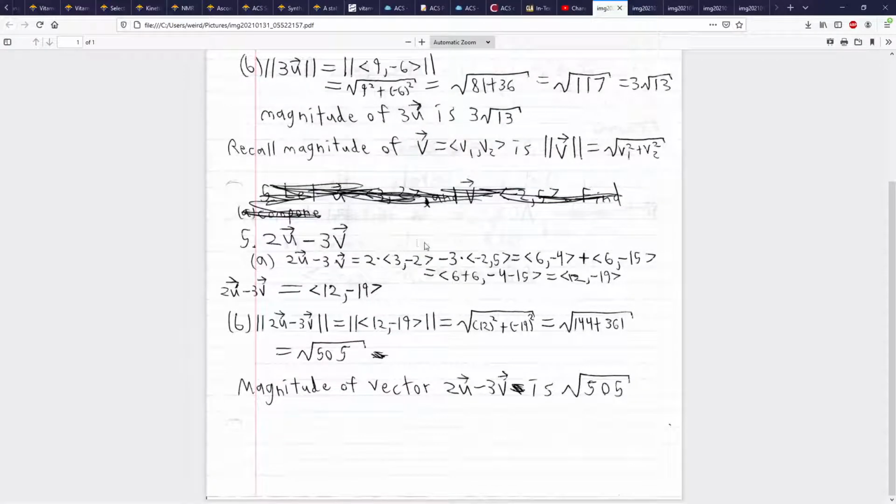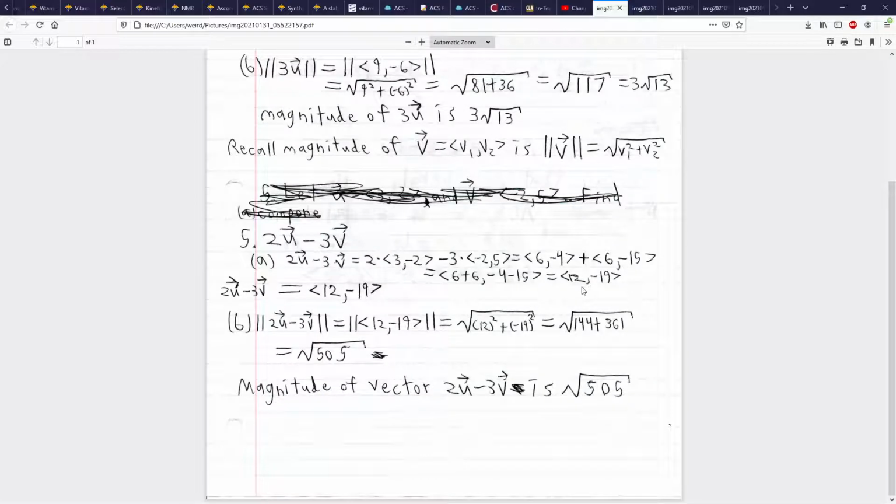So for 5, the same thing. It's now 2u minus 3v, so a is 2 times the 3, -2 vector minus 3 times 2, 5. And you can add vectors together, of course, as I do here, step by step. Eventually you get 6 plus 6 and -4 minus 15 for the 2 components. You get 12 and -19.